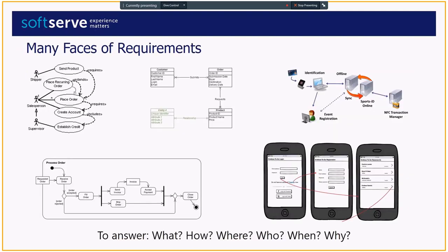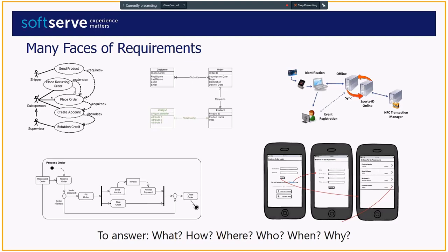As a business analyst, we also struggle with different phases of requirements, because requirements can't always be described. We can have use cases, class diagrams, formalized processes, mock-ups, and so on. So you just can't say that a requirement is only something stated in the form of a description.